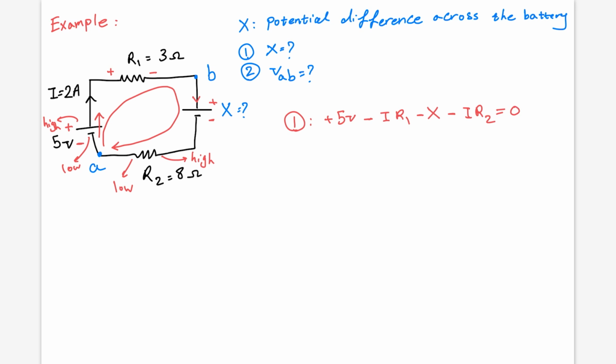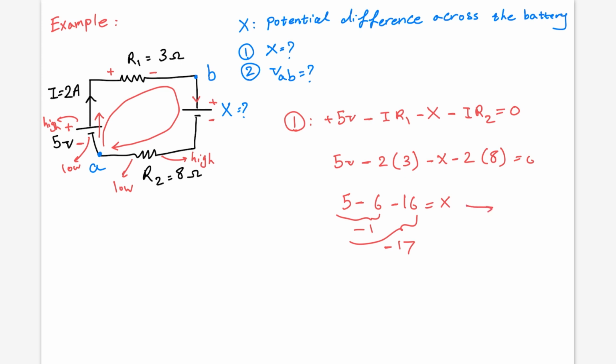And so we need to just substitute some numbers. 5 volts minus I, which is 2, times R1, which is 3 ohms, minus X minus 2 times 8 equals 0. So we will have 5 minus 6 minus 16 equal to X if we move X to the other side. So this will be minus 1 and this will be minus 17. So X will be minus 17 volts, right?